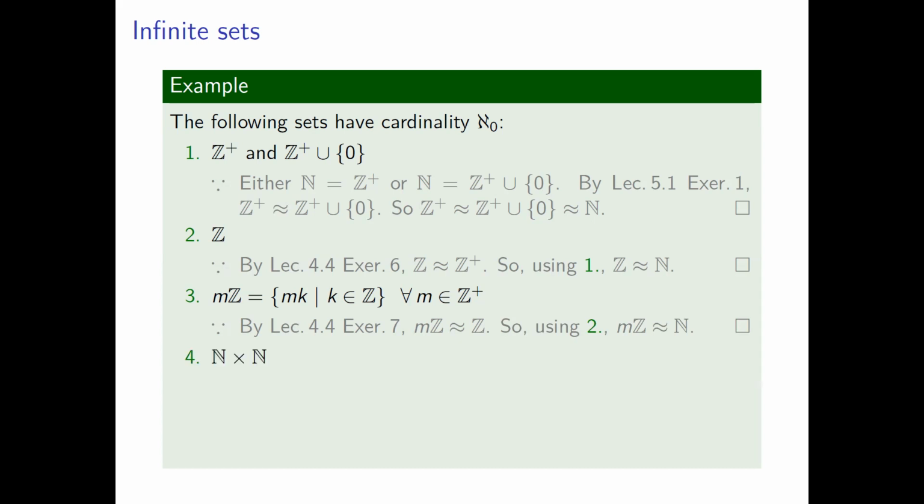The Cartesian product of the set of natural numbers with itself has cardinality aleph naught. Indeed, recall from exercise 8 in lecture 4.4 that the Cartesian product N times N is numerically equivalent to N. The set Q of rational numbers has cardinality aleph naught. We defer the proof of this last example to lecture 5.4.